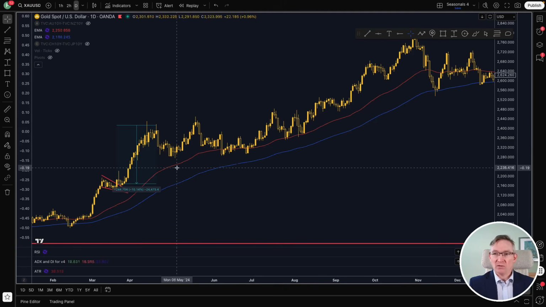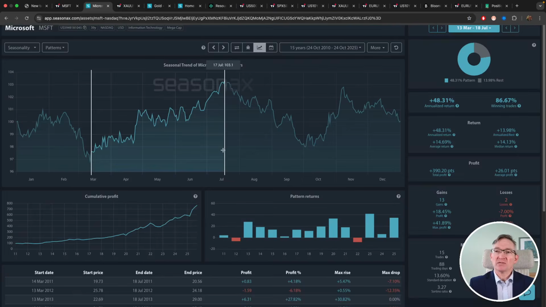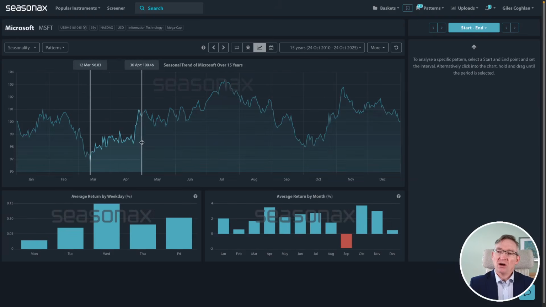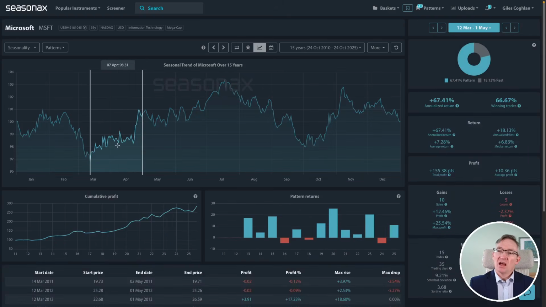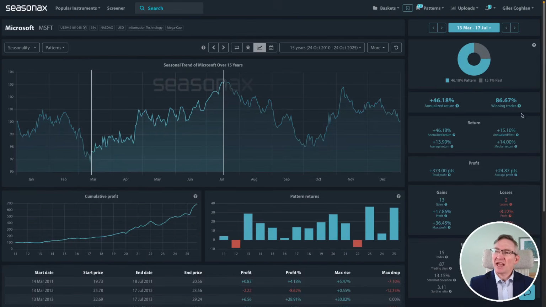You can also use seasonality in a different way, right? You can use it to generate trade ideas before the chart even sets up. Now, look here at Microsoft. Microsoft has a really strong March to April period, and from March into the middle of July, you can see you've got this 86.67% winning trade percentage. That's great. And look at that average return, 13.99%.